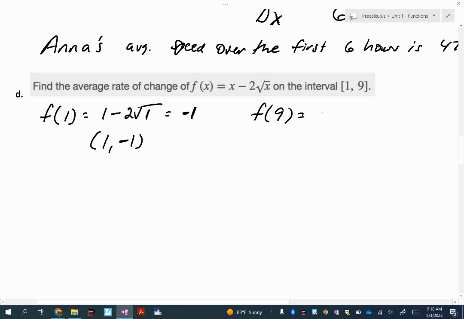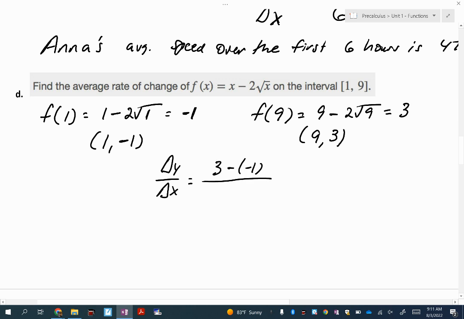Let's plug in 9 as well. So 9 minus 2 times the square root of 9. The square root of 9 is 3. 3 times 2 is 6. 9 minus 6 is 3. So my ordered pair is 9, 3. Now if I use my formula for the change in y over the change in x, 3 minus -1 over 9 minus 1. So that's going to be 4 over 8, or 1/2.